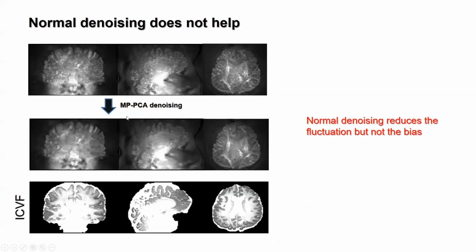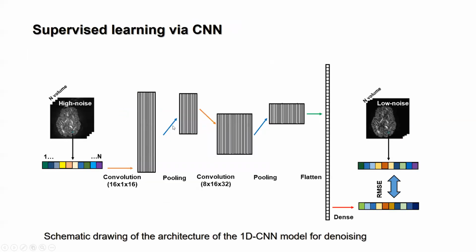However, none of these methods, to my knowledge, can effectively remove rectified noise. We have tried MPPCA denoising and Patch2Self denoising. They reduced the fluctuation of signal, but not the bias of rectified noise. Therefore, we still saw similar ceiling effect in the ICVF map. Therefore, we propose to use a supervised deep learning method to correct for the rectified noise.